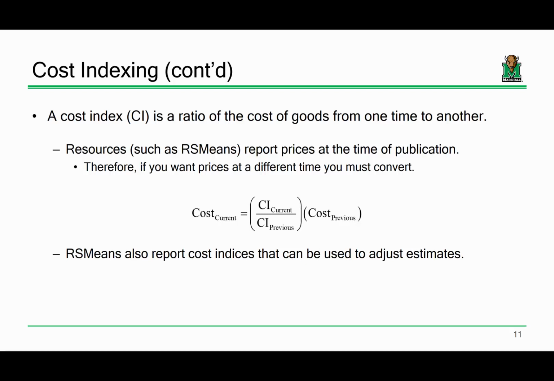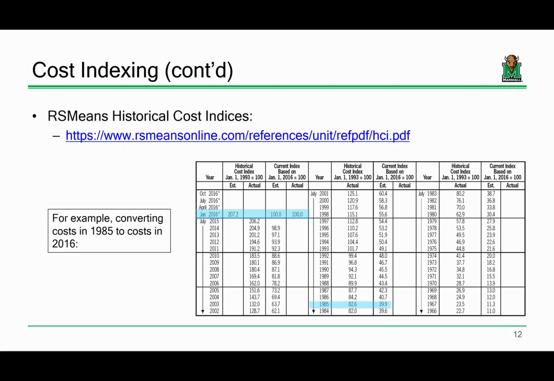But essentially the way it works is that if you have the cost of something in a previous period of time, and you want to know, well, how much does that cost today? What you would do is multiply it by the ratio of cost indices from the current period of time to the previous period of time. It's a pretty straightforward computation. So here are some historical cost indices.